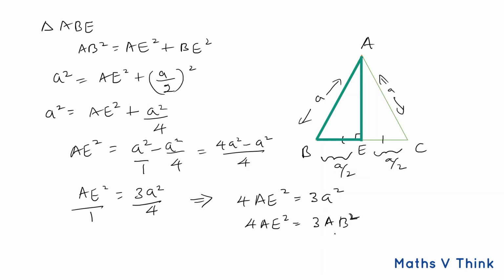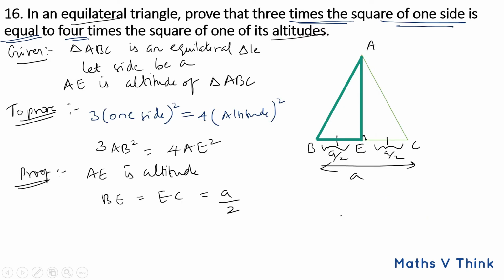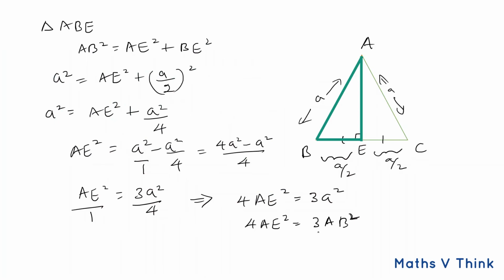We have proved what they have asked in the question. Nothing but 3AB square is equal to 4AE square. So rewriting, 3AB square is equal to 4AE square. We proved, so hence proved.